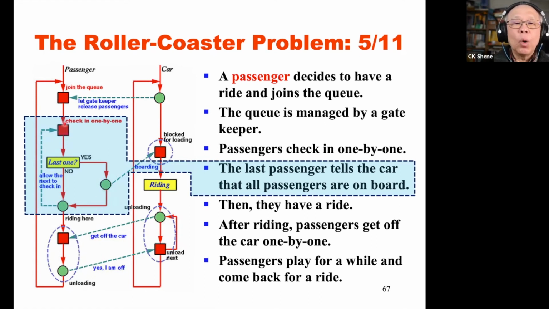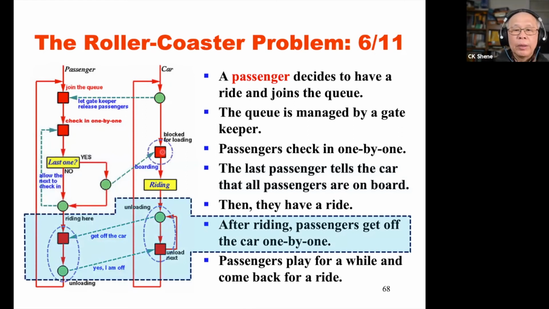Now, if we only release C passengers from here, that's no big deal because this semaphore returns to 1. Okay? So here we check in one by one. If I am the last one, I inform the car that I am the last one, everyone is on board, and have a seat. You could start the engine. And then finally, after the car's engine started, the car started riding.